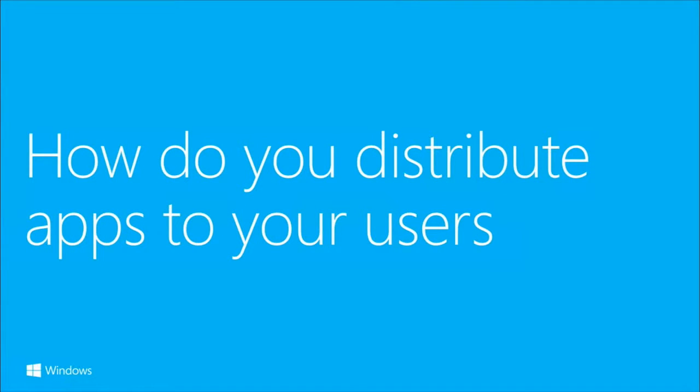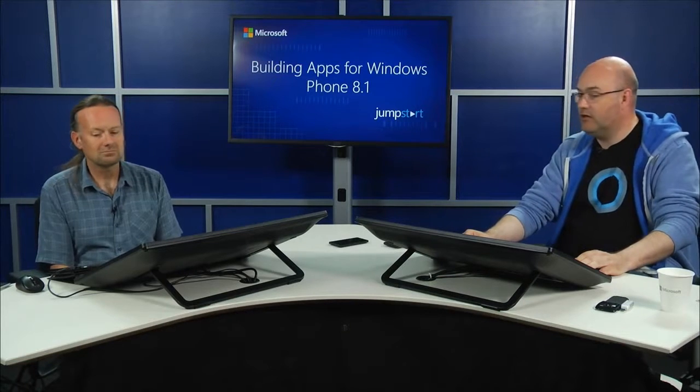So now we build this great line of business app, and I want my users to start using it. So how do we get these things on the phone? There's a couple of ways. Through the store, obviously. You can just submit it through the regular public store, like what we did with Lync or Skype or CRM.